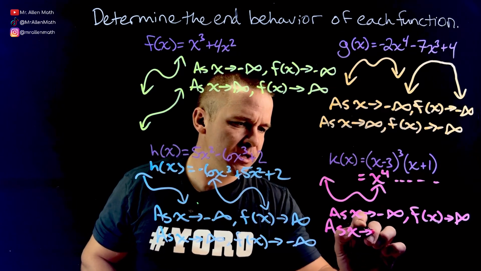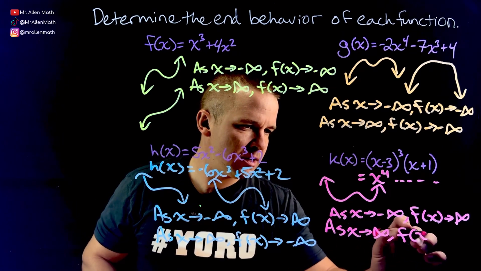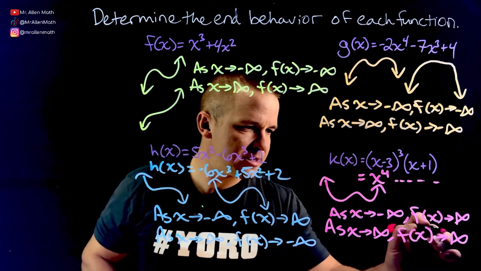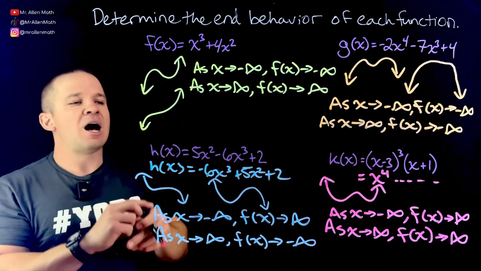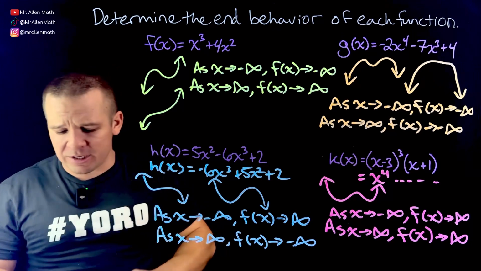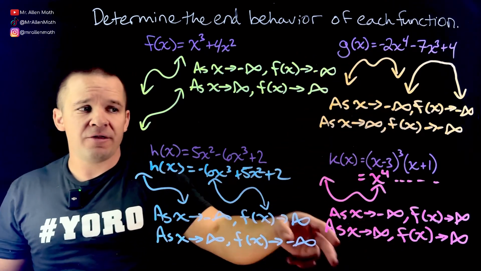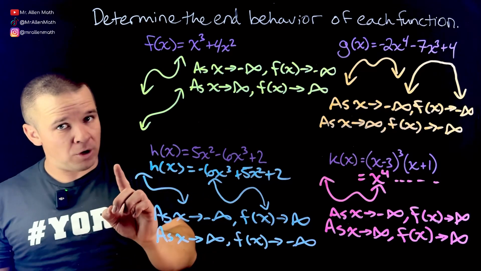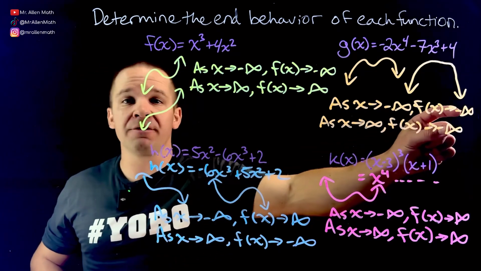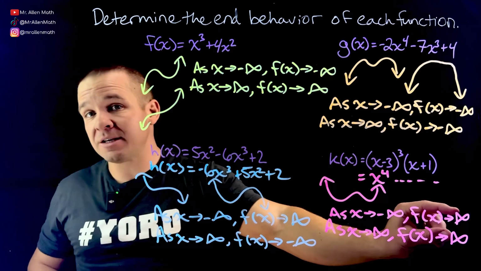As x approaches positive infinity, f of x is also going to be approaching positive infinity, as it's going up on both sides of the graph. One last thing I want to touch on here is that if you look at your even degrees, the end behavior is the same for both, meaning both of these were negative infinity. Both of these were positive infinity.